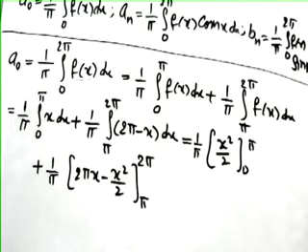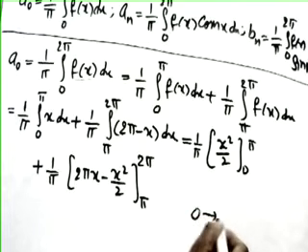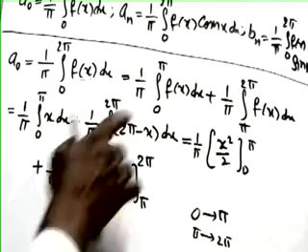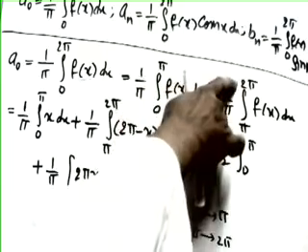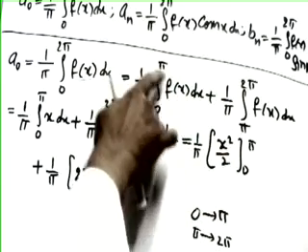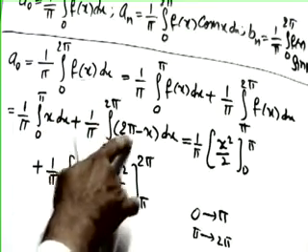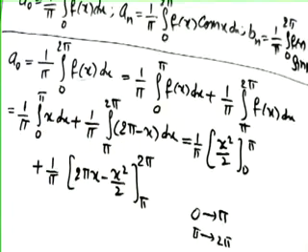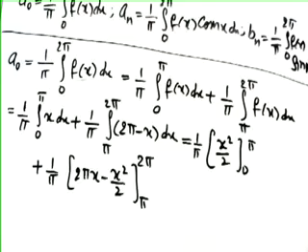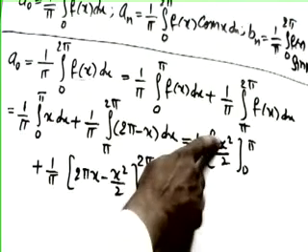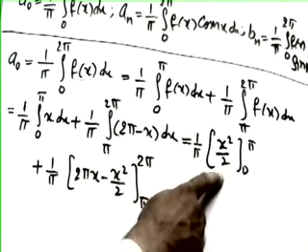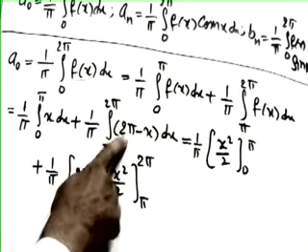Now see here, what is a naught? 1 by pi integral 0 to 2 pi, but for 0 to pi we have one value of f of x, and from pi to 2 pi we have another value, so we split 0 to 2 pi as 0 to pi and pi to 2 pi. For 0 to pi, f of x is x. For pi to 2 pi, f of x is 2 pi minus x. Now let me integrate this one, 1 by pi as it is. Integration of x is x square by 2.